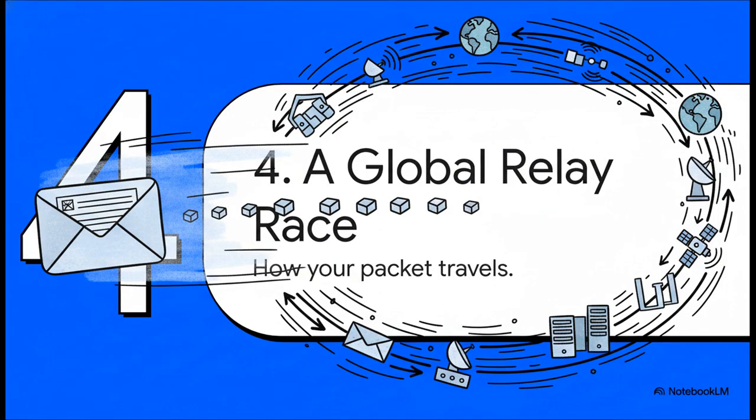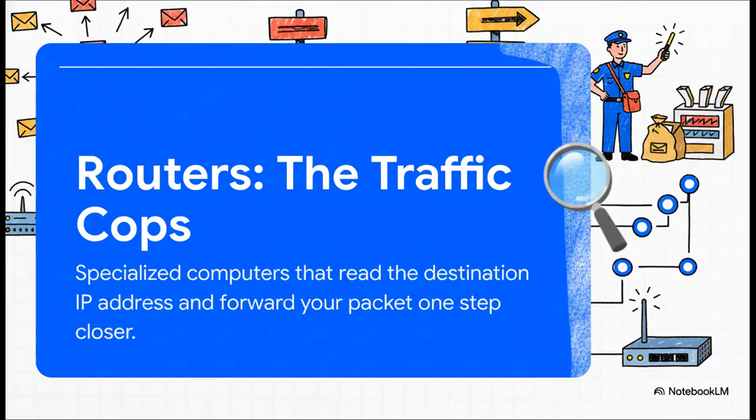So our packet is addressed, it's packaged, it is ready to go. And now the really incredible part of the journey begins. A super high-speed global relay race across the actual physical wires and cables of the internet. The star players in this race are called routers, and you can totally think of them as the traffic cops of the internet. They're these specialized computers, and their one and only job is to grab a packet, look at the destination IP address, and in a split second, decide where to forward it next to get it one step, or hop, closer to its final stop.